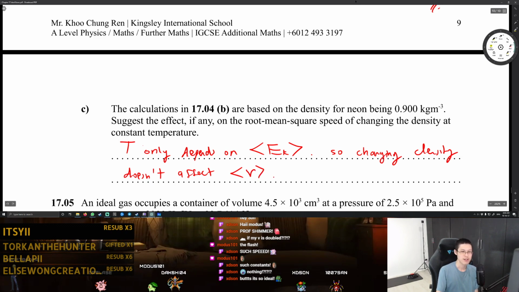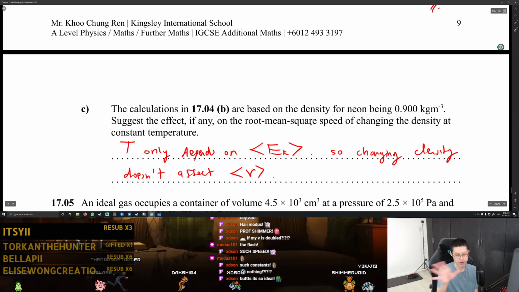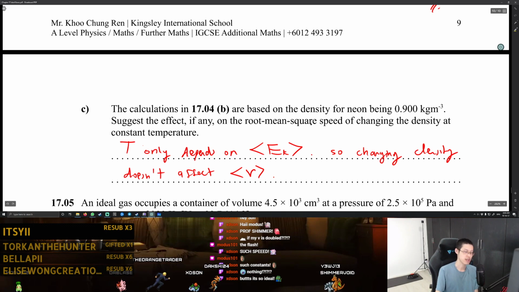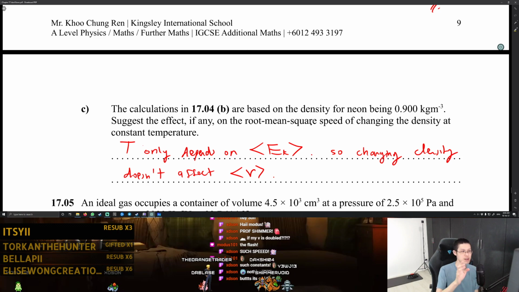Okay, they always ask you something like this in the exam. They might not necessarily refer to the density. They might say, oh, what if I change this variable? But as long as the variable has nothing to do with temperature, the root mean square speed always remains the same.